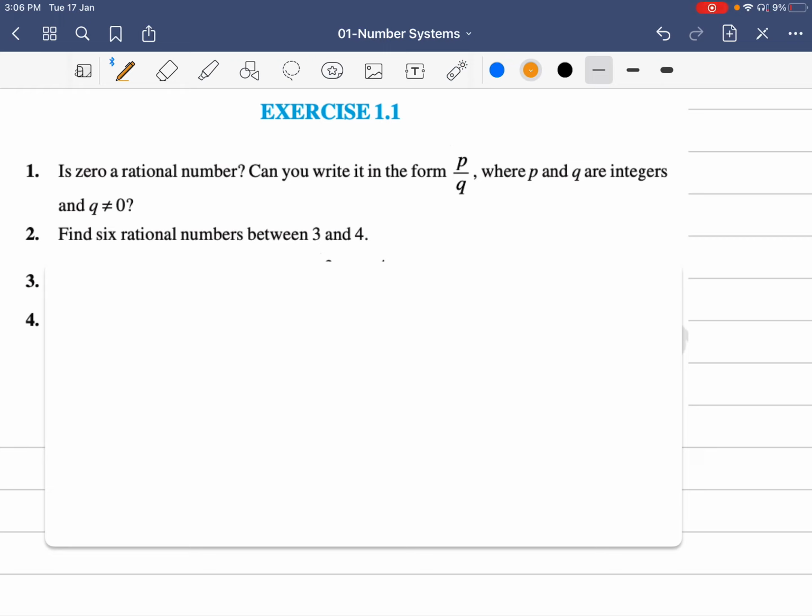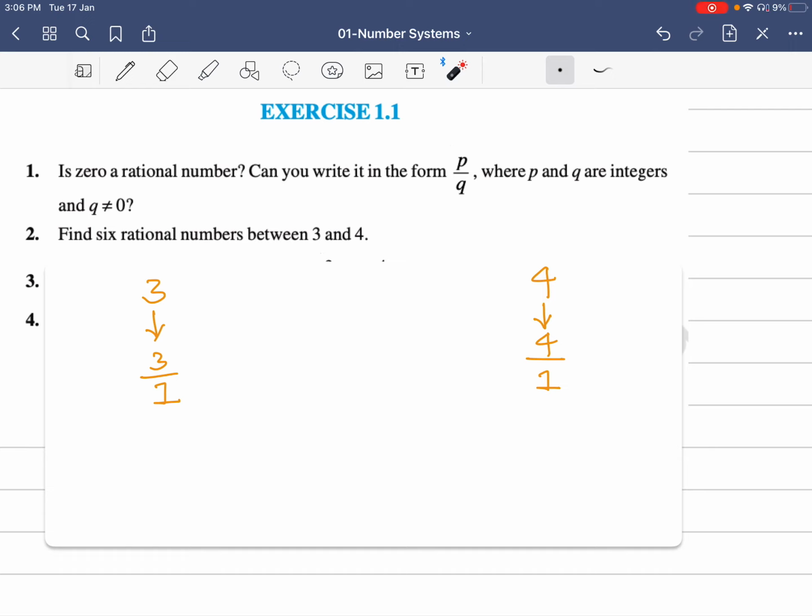Again, let's first write these numbers, 3 here and 4 here. Now 3 can be written as 3 by 1, as we just saw, and 4 is an integer which can be represented as 4 by 1. So these two are the rational number representations of the integers 3 and 4.